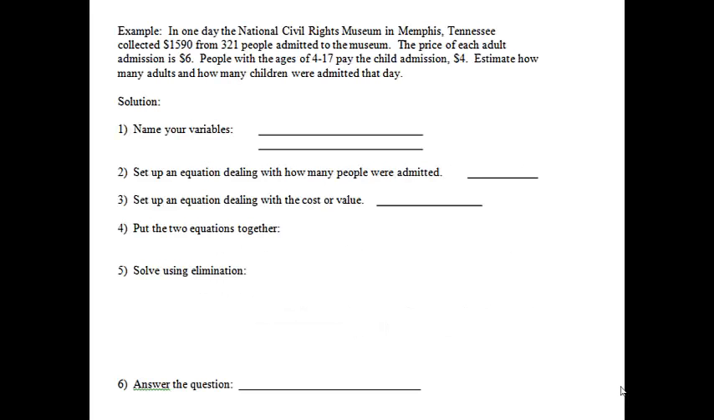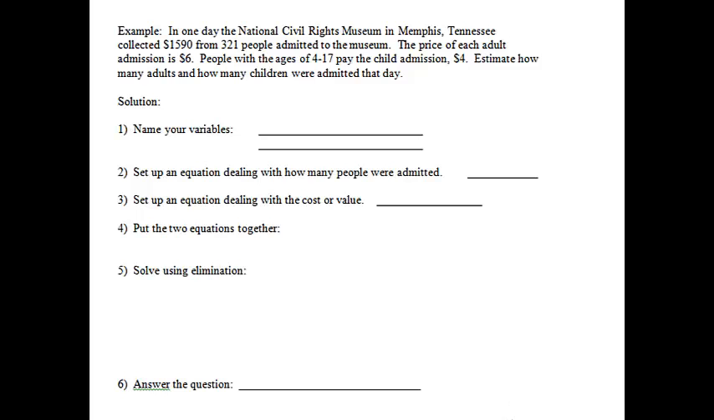In one day, the National Civil Rights Museum in Memphis, Tennessee, collected $1,590 from 321 people admitted to the museum. The price of each adult admission is $6. People with the ages of 4 through 17 pay the child admission of $4. Estimate how many adults and how many children were admitted that day.